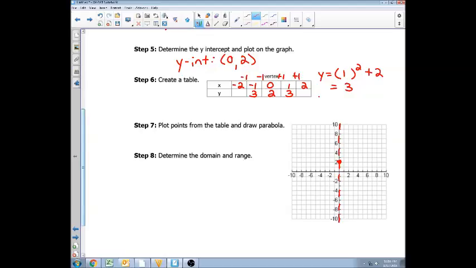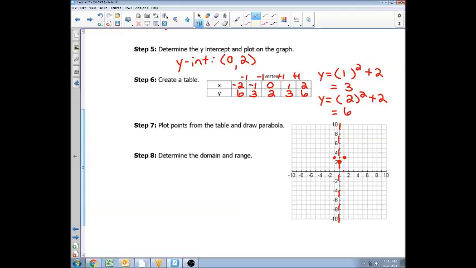So where it's 1 and negative 1 will be 3. The next thing I want to do is take y equals parenthesis squared plus 2. Again, that's just my original equation, but instead of an x, I've put in a parenthesis. I will put 2 in for x. 2 squared is 4. 4 plus 2 is 6. So where it's 2 and negative 2 will be 6. The last step, or the next step, is to plot the points and draw our parabola.